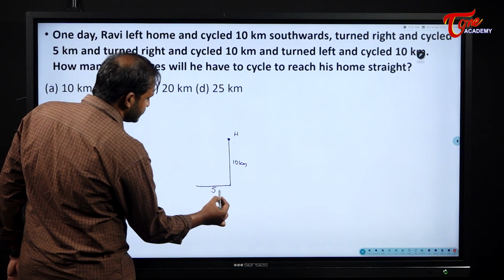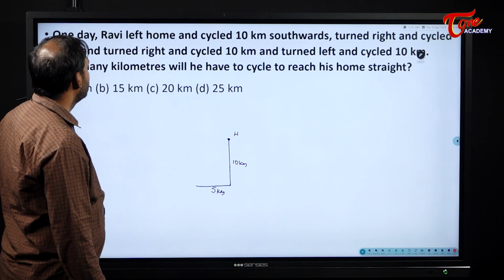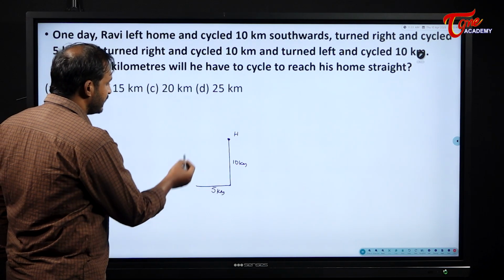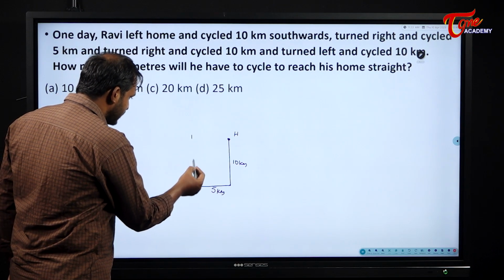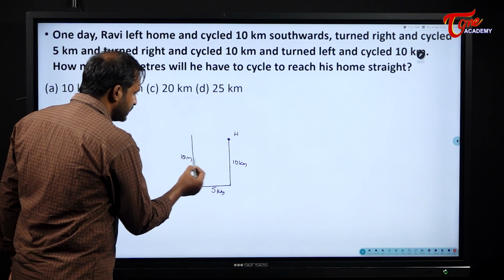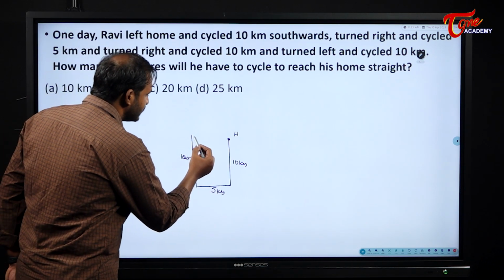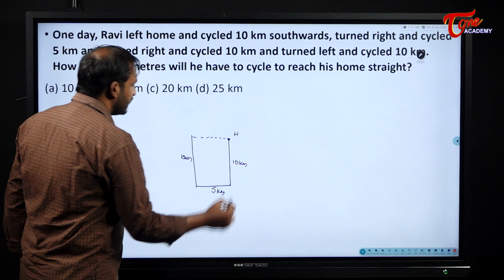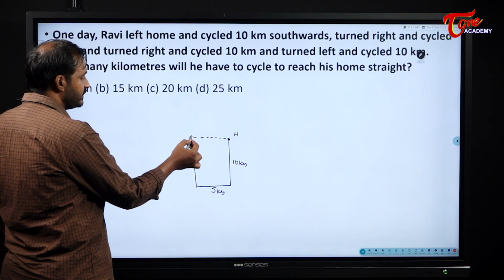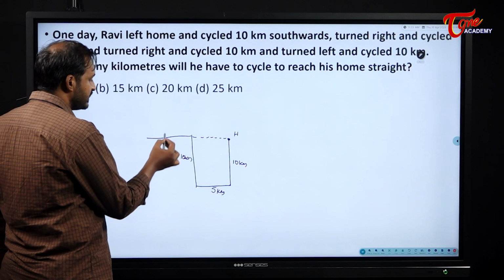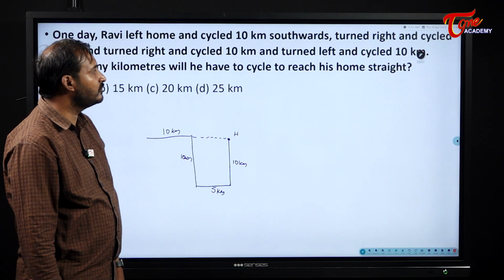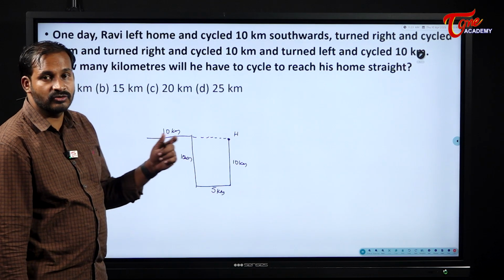Now he cycled what distance? 5 kilometers. Next, and turned right. The person who is moving in this direction, turned right means upward, and cycled 10 kilometers more. Now see here, once again he came parallel to the home, right? Why? Because this is 10 kilometers and this is 10 kilometers. Now obviously these 2 points will be in a straight line. Next, and turned left and cycled 10 kilometers. The person moving in this direction, turning left means this direction, and he travelled what distance? 10 kilometers. How many kilometers will he have to cycle to reach his home straight?